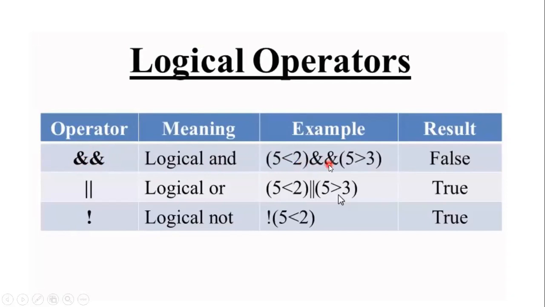5 is less than 2 and 5 is greater than 3. This one is false, this one is true. Therefore, the result becomes false. Then or: 5 is less than 2 or 5 is greater than 3. So if any one of the values becomes true, the result becomes true. So that is the logical or. Then not: not of 5 is less than 2. So this is true. So these are the 3 logical operators available in C++.